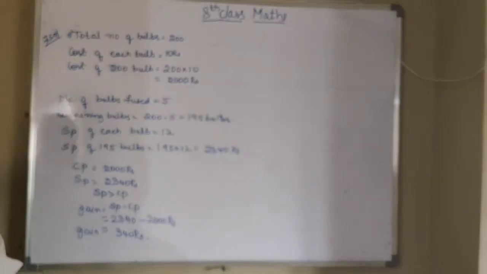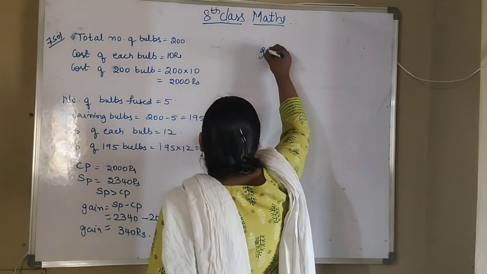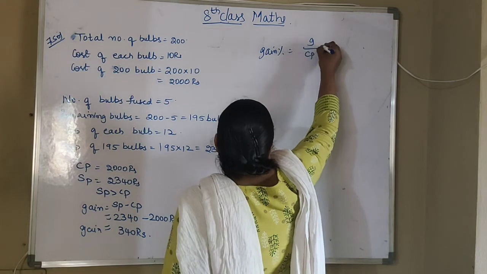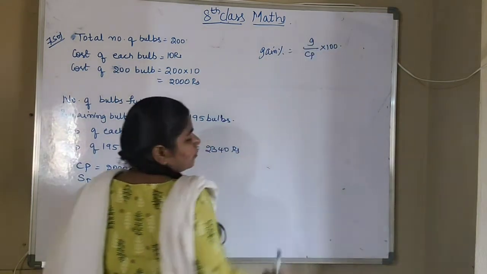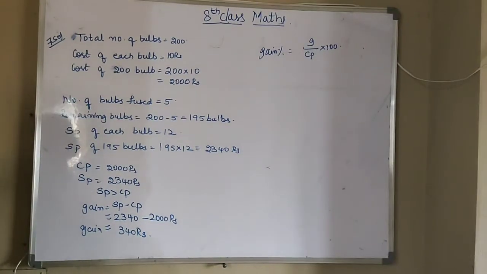Now what we have to find? We have to find the gain percentage also. So what is the gain percentage formula? That is gain by CP into 100. Okay. So what is the gain percentage formula? Gain by CP into 100.